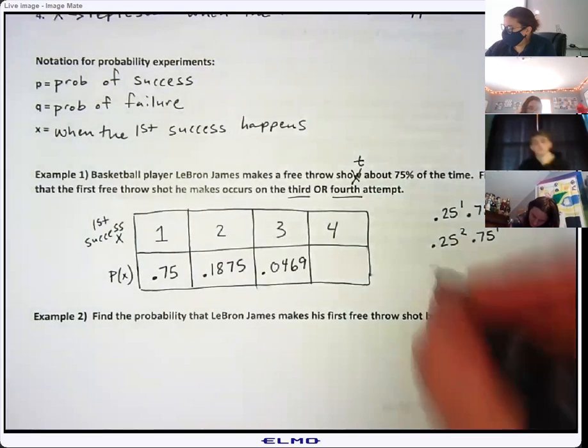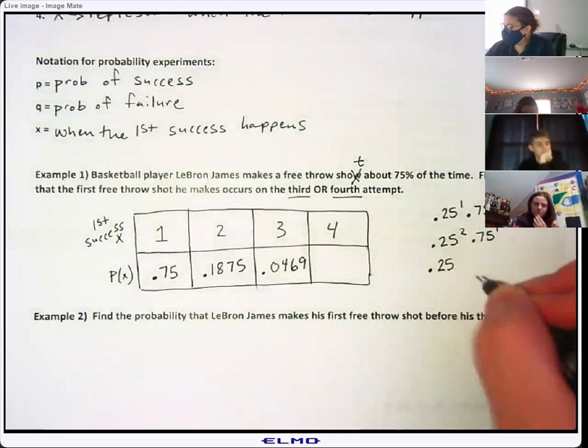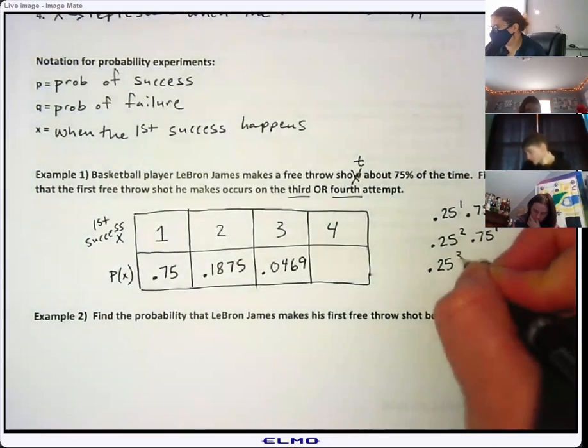All right. Megan, tell me for this one. 25% chance for failure, right? If his first successful attempt is the fourth, how many times did he fail? 3, good. And he succeeded once.